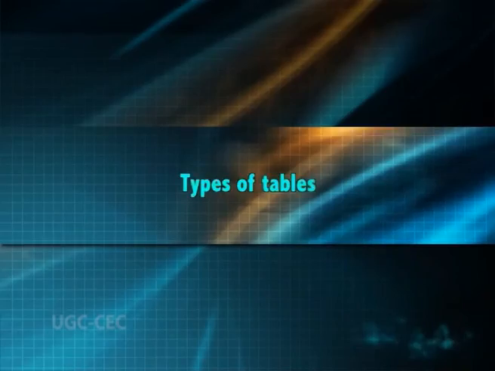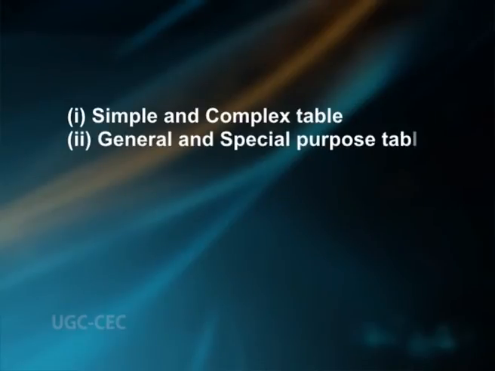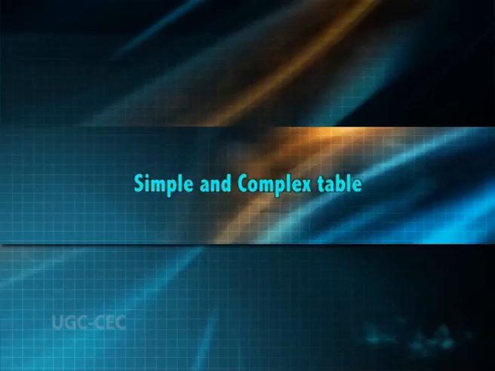Types of tables. Different types of tabular representations of data according to the nature, aim, objective and scope of the survey are: 1. Simple and complex table. 2. General and special purpose table. 3. Original and derivative table. 1. Simple and complex table.